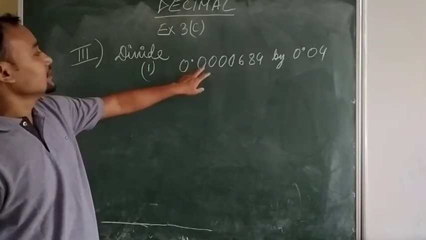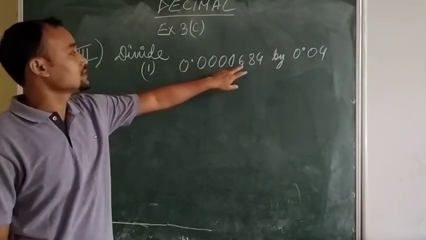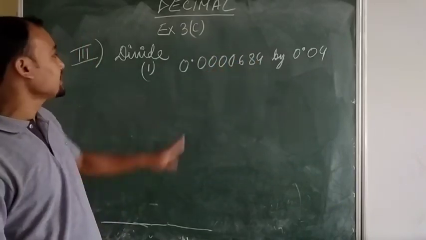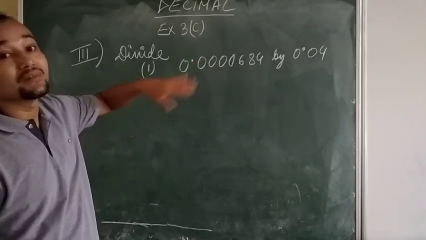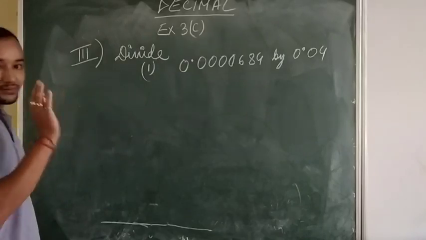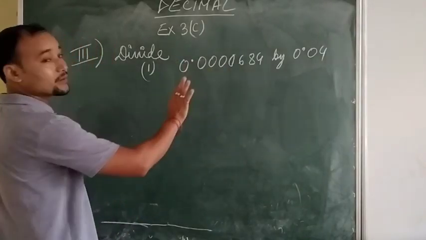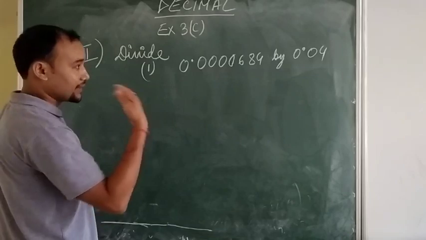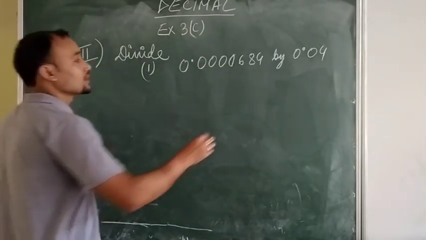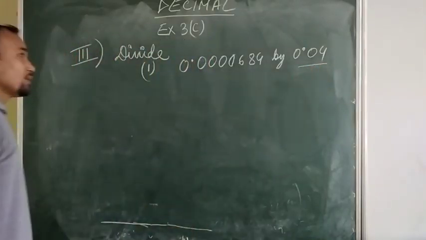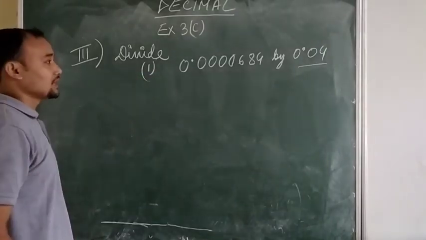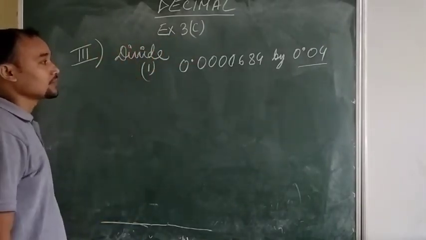What is the question saying? 0.0000684 divided by a decimal number. That means a decimal number is going to divide another decimal number. First of all, our main step is to make the divisor a whole number. Which one is the divisor? This is our divisor. Now, make 0.04 a whole number. How are we going to make 0.04 a whole number?